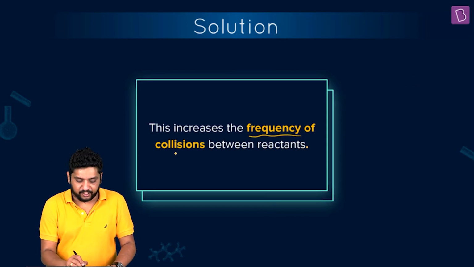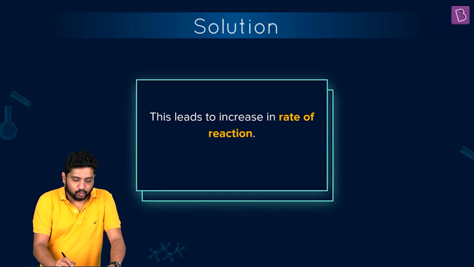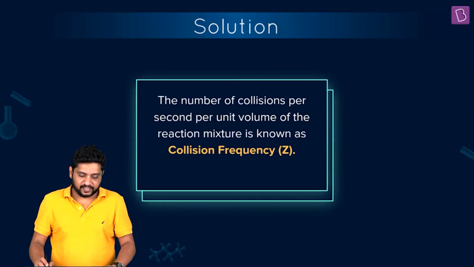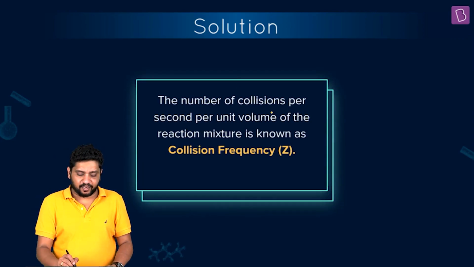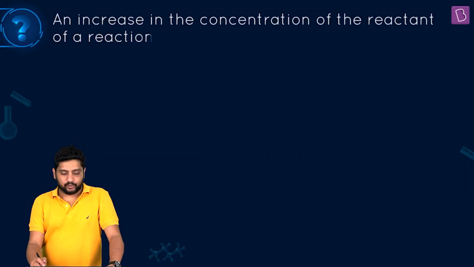This increases the frequency of collisions because there is more crowding of particles. So this normally leads to an increase in the rate of reaction. Obviously, on increasing the number of particles, the number of collisions and collision frequency is going to increase, right?